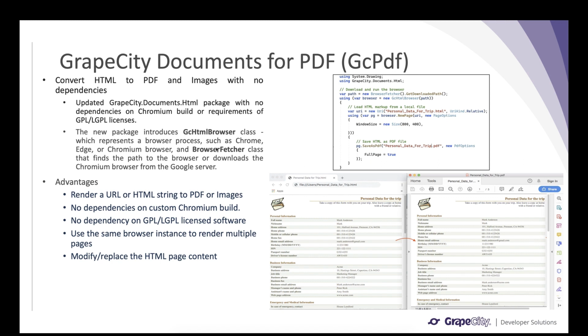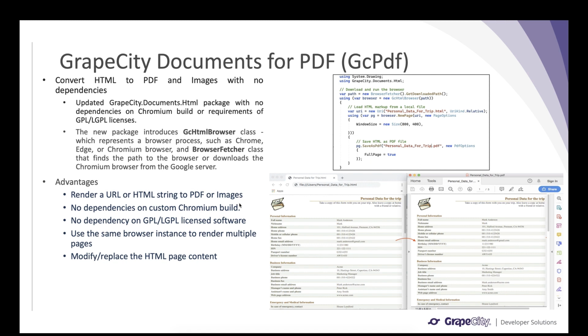It introduces two new classes: GcHtmlBrowser, which is the main class, which represents a browser process such as Chrome, Edge, or Chromium browser, which is used to convert HTML to PDF or image, and a BrowserFetcher class that will find the path to the browser and download it from the Google server, such as the Chromium browser.